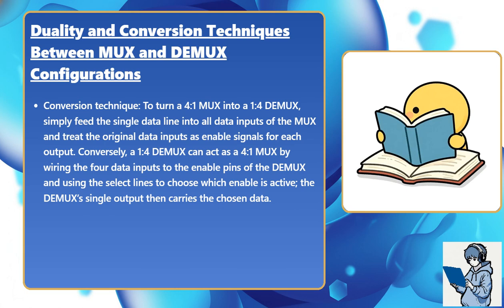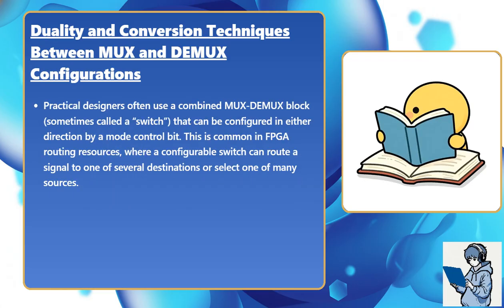Conversely, a 1 to 4 DEMUX can act as a 4 to 1 MUX by wiring the 4 data inputs to the enable pins of the DEMUX and using the select lines to choose which enable is active. The DEMUX single output then carries the chosen data. Practical designers often use a combined MUX-DEMUX block, sometimes called a switch, that can be configured in either direction by a mode control bit. This is common in FPGA routing resources where a configurable switch can route a signal to one of several destinations or select one of many sources.